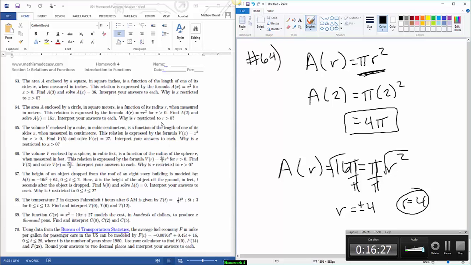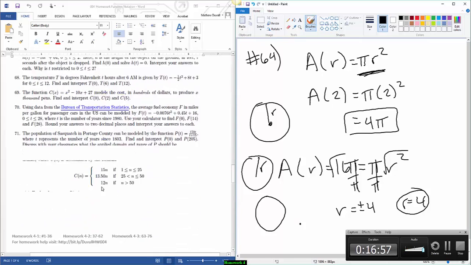Now it says why is r restricted to being greater than 0? Okay, if I have a circle with a radius of r, what does it look like when you have a negative radius? Either you have a radius that goes out some value, or you don't. It's just a dot, right? Technically a dot is the area of no radius. So you can't have a negative radius. Even conceptually, that's just kind of weird. So just some things to think about.